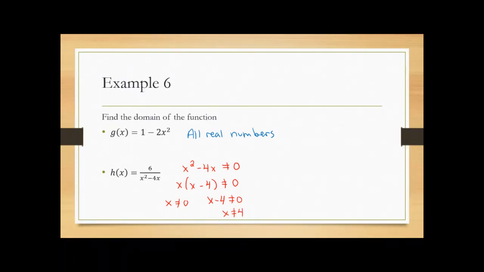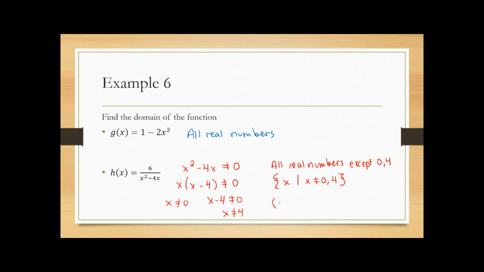So our domain for this case would be all real numbers except 0 and 4. You can write it that way. Sometimes it will be written in a set to indicate that it's any x as long as x does not equal 0 or 4. Or you could write it in interval notation.